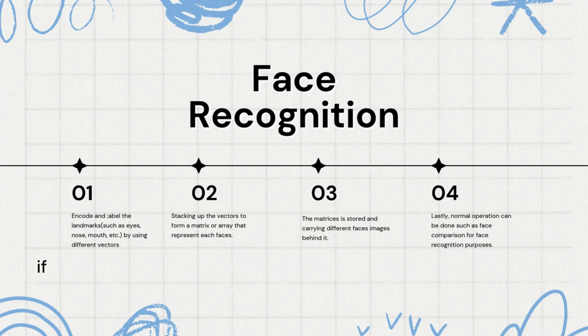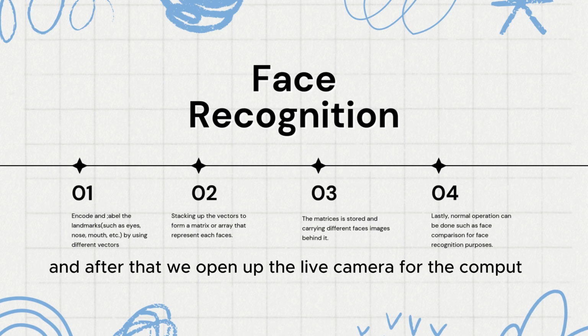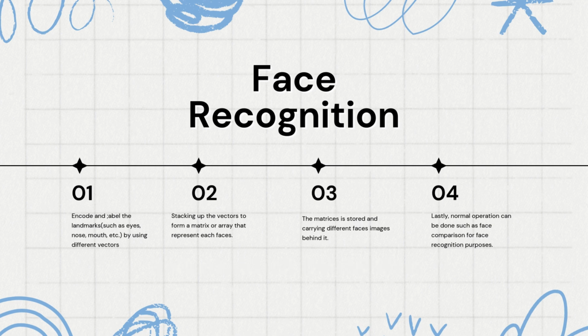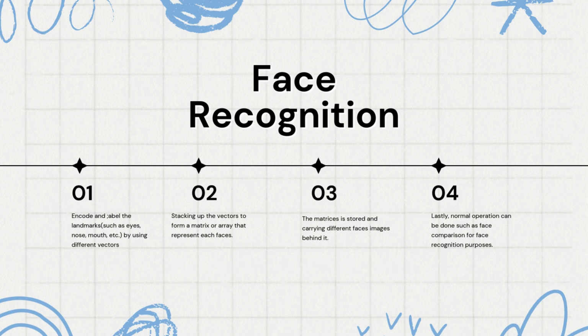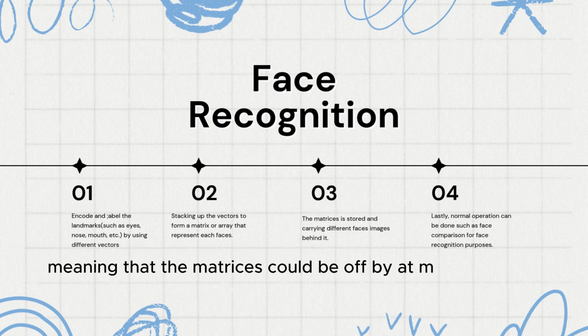For example, if we insert a picture of person A to let the computer encode it, and after that, we open up the live camera for the computer to detect the real face of person A. And the computer can be asked whether the picture belongs to person A or not. Well, this is basically just comparing two matrices and seeing whether they are row equivalent. Most of the time, we don't really get exactly the same matrices, but we can set a tolerance rate within a range, normally 0.6, meaning that the matrices could be off by at most 0.6.